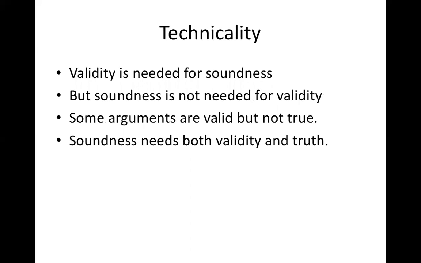Now the technicality. Validity is needed for soundness, but soundness is not needed for validity. Something can be valid and not sound. But for something to be sound, it also has to be valid as well as true. Some arguments are valid but not true. Now, soundness needs both validity and truth.